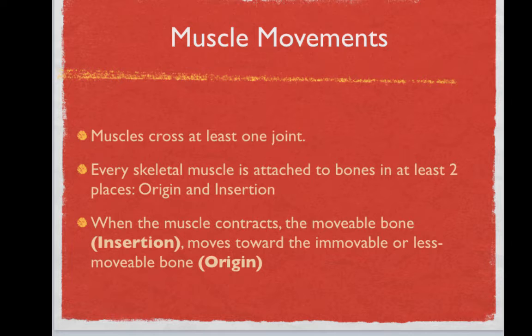Every skeletal muscle is attached at least to two different places. Like we saw in the last picture, those places are called origin and insertion. And the difference between origin and insertion is this. When the muscle contracts, the movable bone, which is the one that the insertion is attached to, moves towards the immovable bone, which is where the origin is attached. In other words, the insertion will move towards the origin.